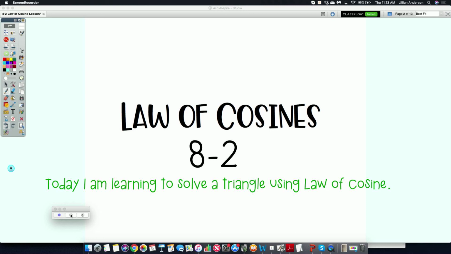It's very straightforward. It is a formula, and you use that formula no matter which two situations you have for law of cosines. As you can see, it's side, side, side, and side, angle, side.